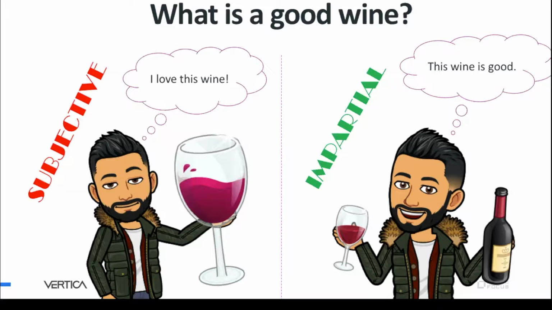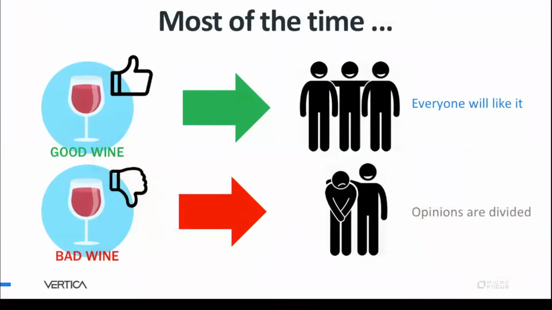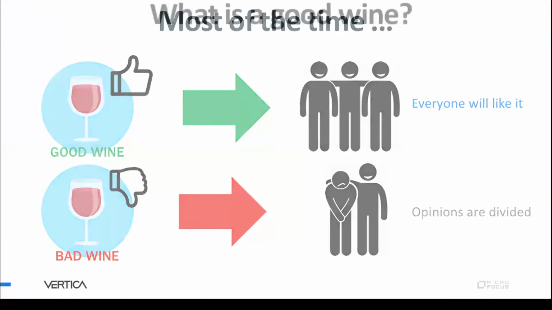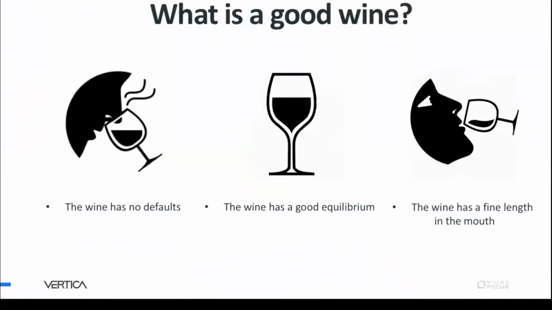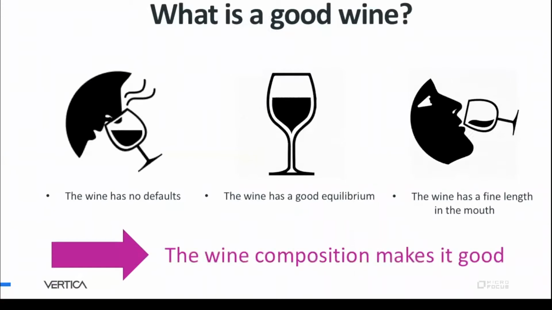You can also be impartial and say this wine is good because you know how to analyze wine, you have experience with wine, so you know the components that make a wine good. Most of the time, for a good wine, everyone will like it. Some people will not say, oh my God, I love it, but there are no divided opinions. Whereas with a bad wine, the opinions are really divided. So at the end, what is a good wine? We need to study what makes a wine good.